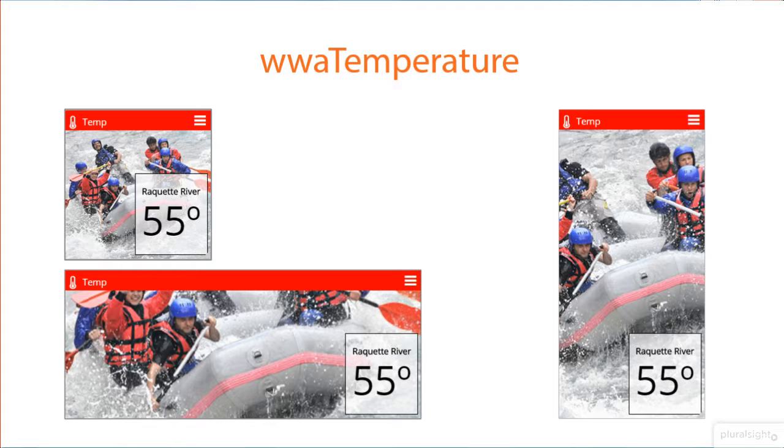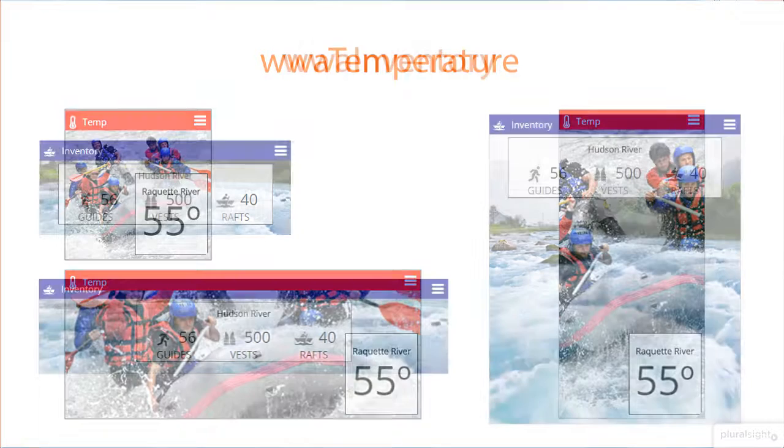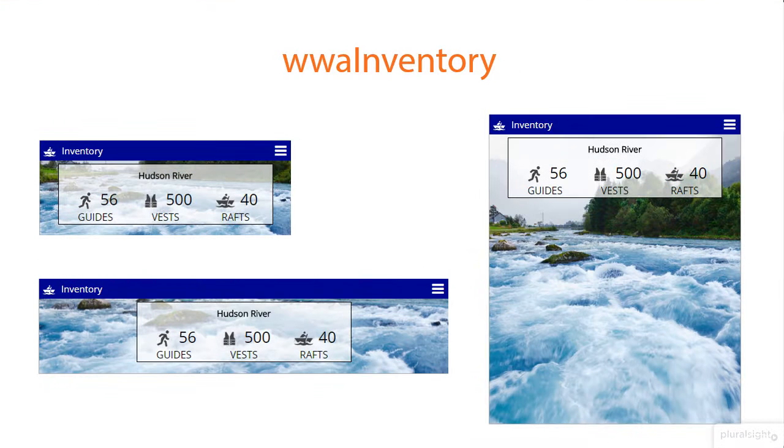We'll prefix our application custom directives with WWA for Whitewater Adventures. So here you see WWA temperature. This shows a temperature reading for a river location. Widgets are movable and resizable, so you can see how this widget will look if it's square or stretched out horizontally or vertically. Here's an inventory widget.